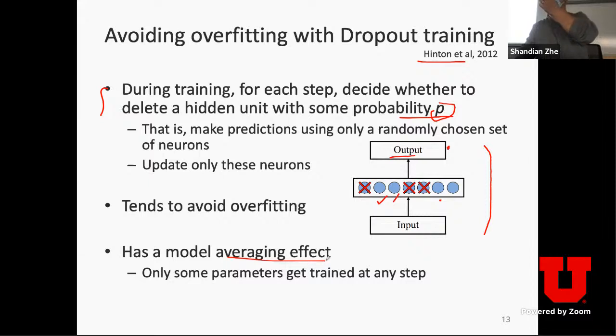Any question? Well, that's a good question. That's a hyperparameter. You need to select it by yourself. The usual choice is like 0.1 or 0.2.